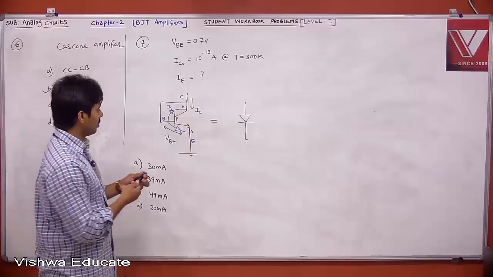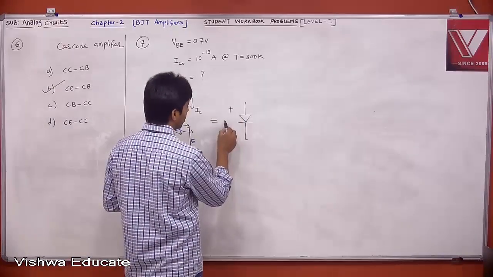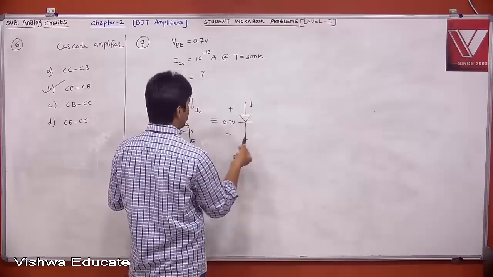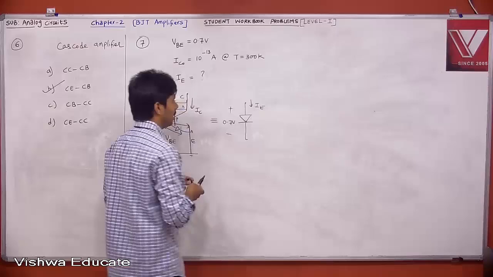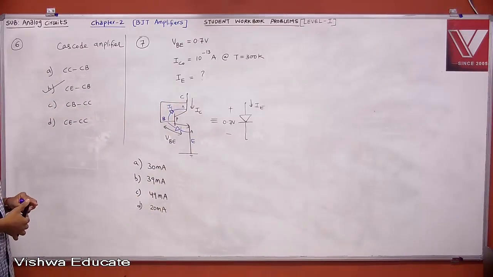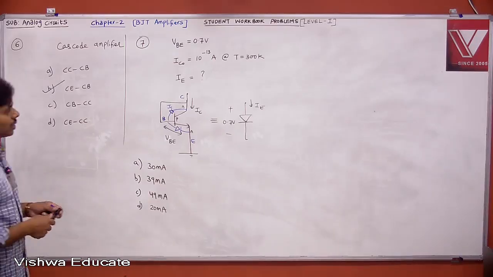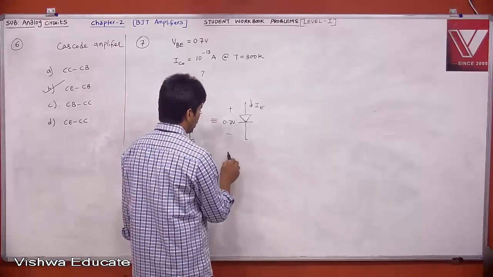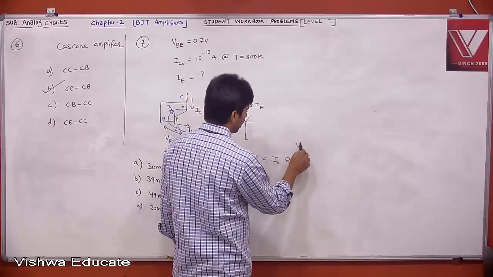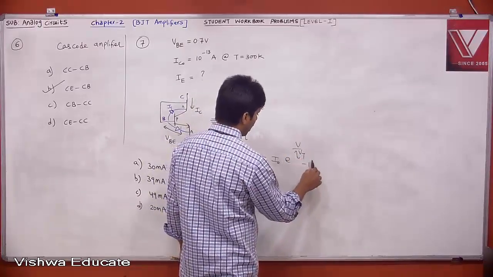Therefore, it is asking, what is VBE? This is the voltage across the diode, which is 0.7, and it is asking for the current. IC or IE, both are the same only. Therefore, it is asking for the current IE. You can calculate the voltage across the PN junction diode. We know that I is equal to I naught into e to the power of V by eta Vt minus 1.